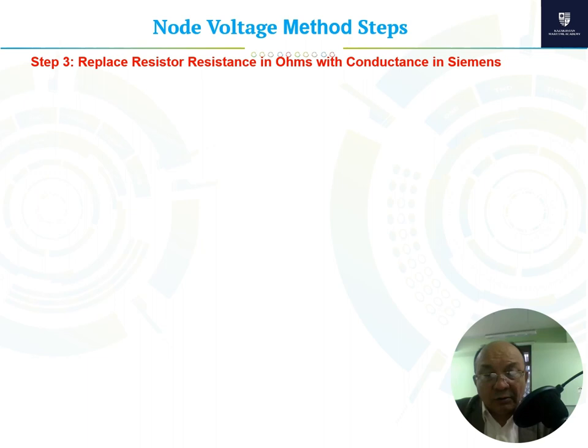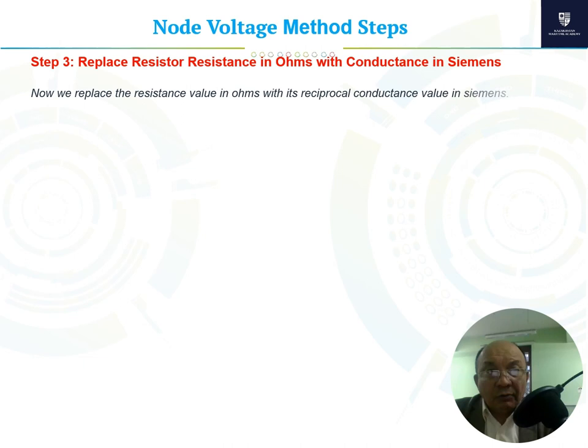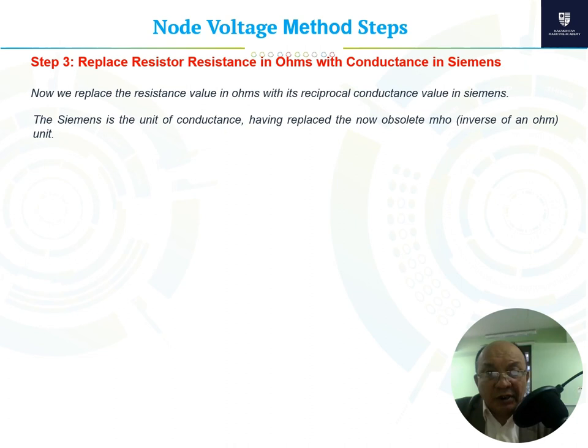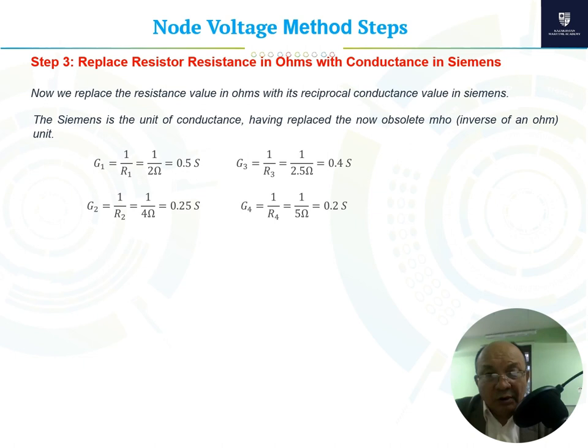Next step, we have to replace resistance in ohms with conductance in Siemens. The Siemens is the unit of conductance, the inverse of an ohm. So G1 will be 0.5 Siemens, G2 will be 0.25 Siemens, G3 0.4 Siemens, G4 0.2 Siemens, and G5 is 1 Siemens.